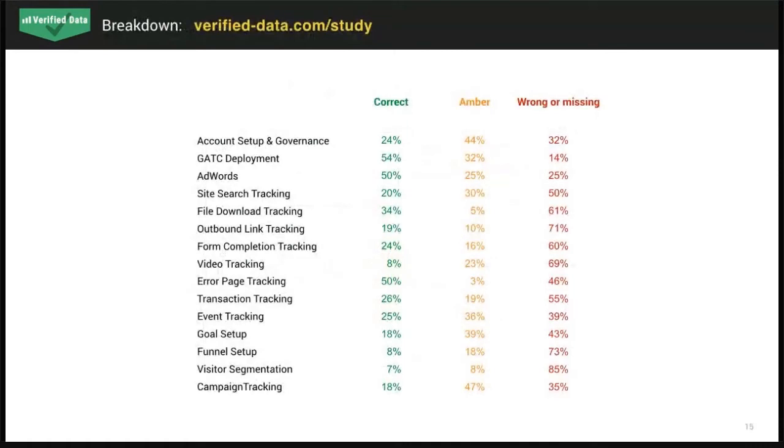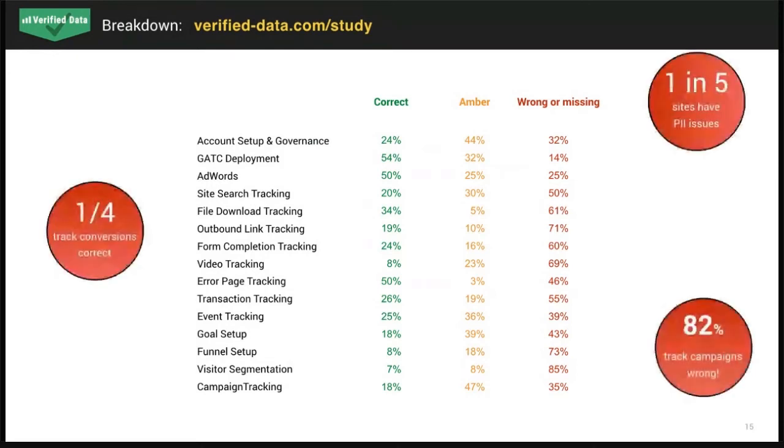This is a breakdown of all the different scores for all different sections. Don't worry, I'm not going to go through this. It would be way too tedious. You can get these results from the study website, verify-data.com/study, if you want to look at this in more detail. I am going to highlight 3 areas.